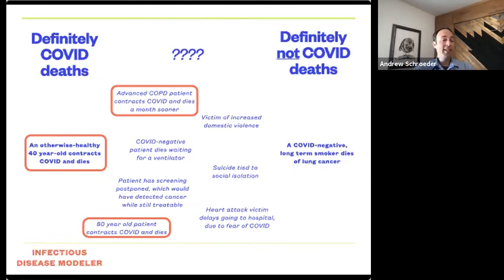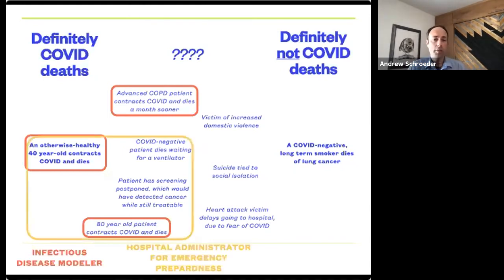But now imagine that instead of an infectious disease modeler, you're a hospital administrator in charge of emergency preparedness. Now you definitely are going to want to count the COVID negative patient who dies waiting for a ventilator as a COVID death. You're definitely going to want to count the patient who dies due to a missed cancer screening as a COVID death. And the reason you're going to count those is that those are exactly the sorts of deaths that an emergency preparedness program should be aiming to prevent.